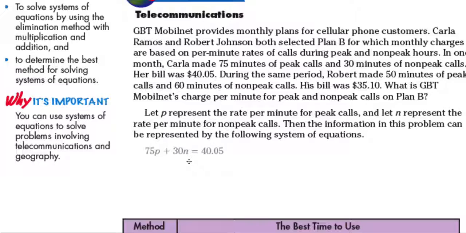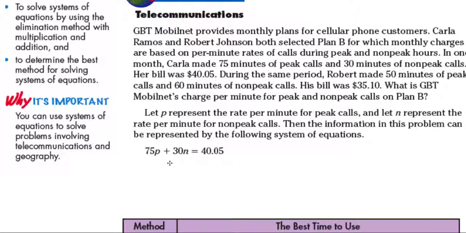The first one would be 75p plus 30n equals $40.05. 75 being the 75 minutes that Carla made during peak calls, and 30 minutes she made during non-peak calls, and her total bill for that particular period was $40.05.